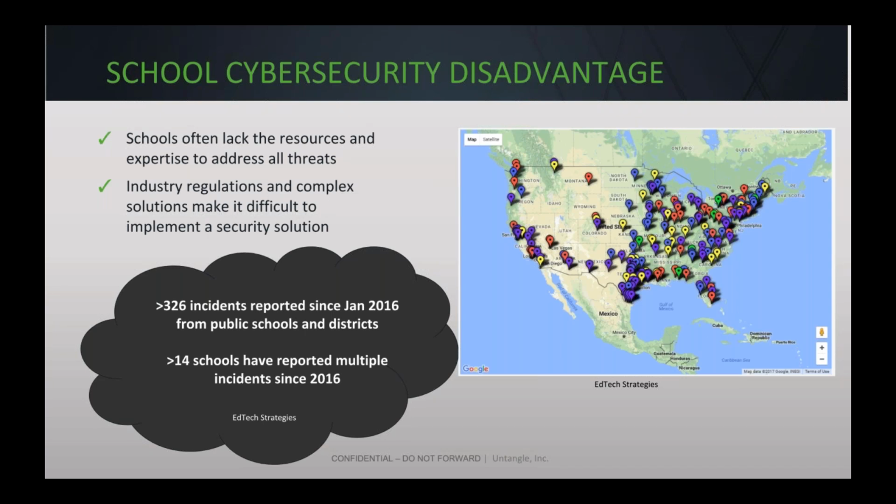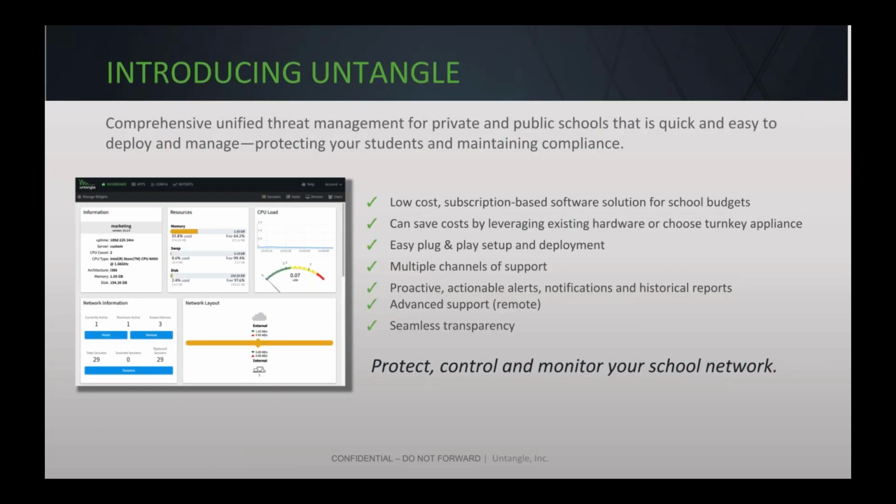As you can see here, about 326 incidents reported since January 2016 from public schools and public school districts. Over a dozen of those have reported multiple incidents since 2016. You can see an incident local to me, the little red dot there in Colorado. It was a school district here in Boulder, Colorado that got phished for almost $900,000 over the course of months. And that's a combination of software at the gateway like Untangle to help them protect and mitigate those threats. But that was phishing, which means they need to do some user education as well.